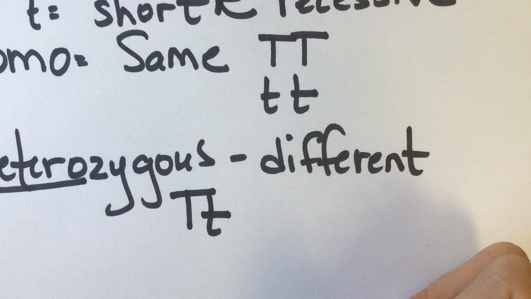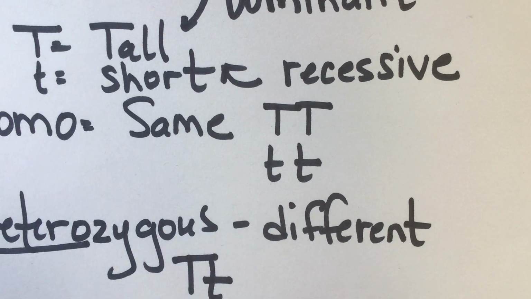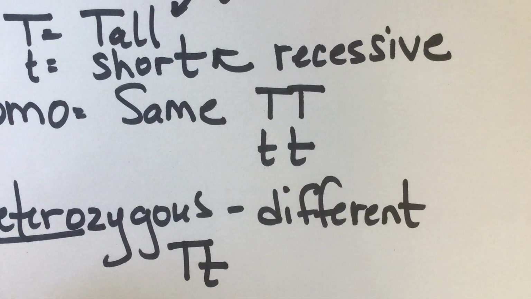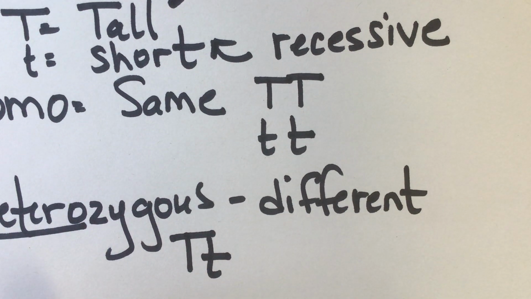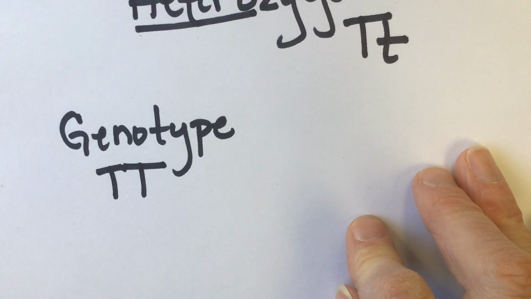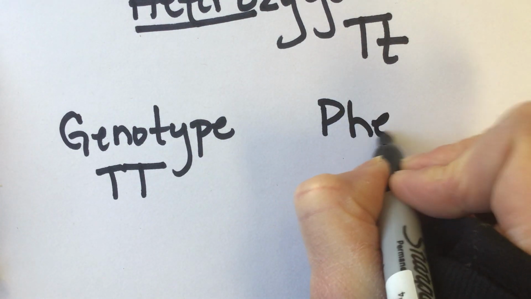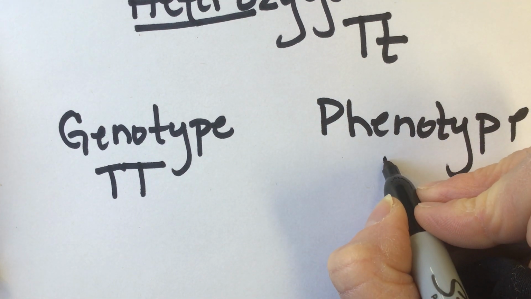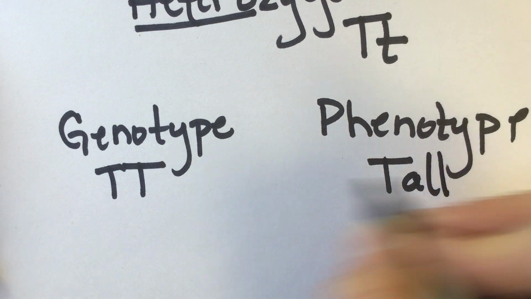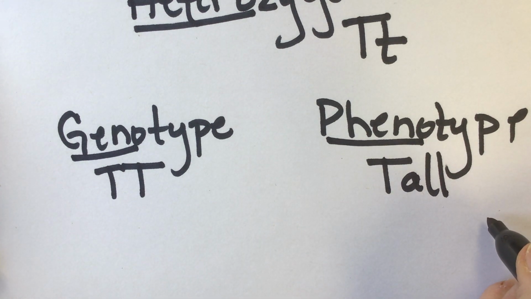Okay? Now, when we go to the next step, what we need to know is what are they going to show then? So for example here, the genotype is capital T. Okay? So if I do this, the genotype is capital T. The phenotype would be tall. Okay, so the genotype means tell me what letters they inherited. The phenotype means tell me what they're going to look like. So what physical trait am I going to see?